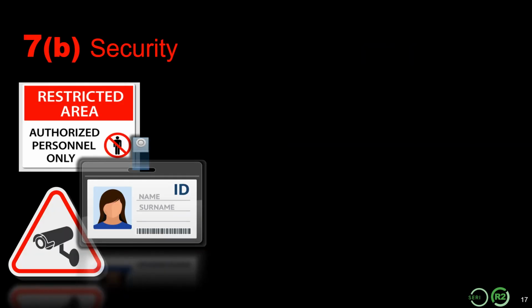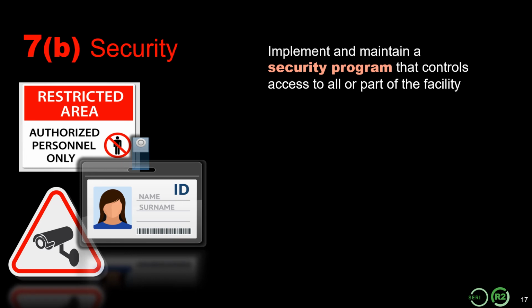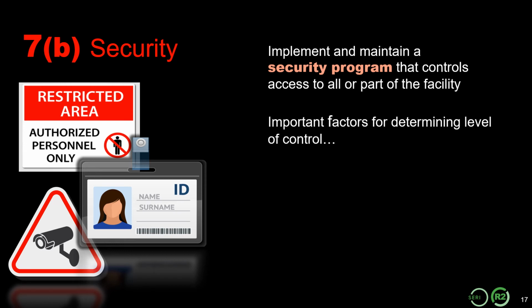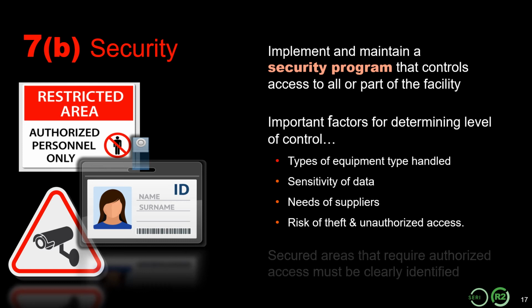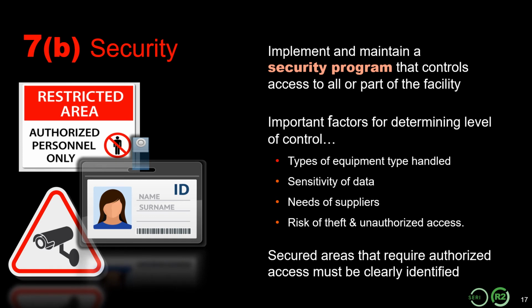7b requires that facilities implement and maintain a security program that controls access to all or part of the facility. There are several important factors when determining the level of access control. The types of equipment being handled, the sensitivity of data as defined in the data sanitization plan, the needs of the suppliers, and risk of theft and unauthorized access to the facility and equipment. Some access controls may include gates, keypads, locked rooms, or fenced-off areas. Any specific secured area that requires authorized access must be clearly identified with signage to warn against unauthorized access.